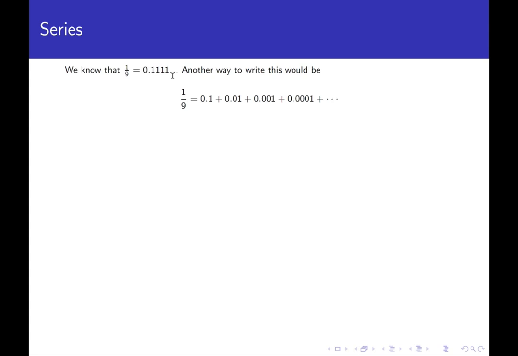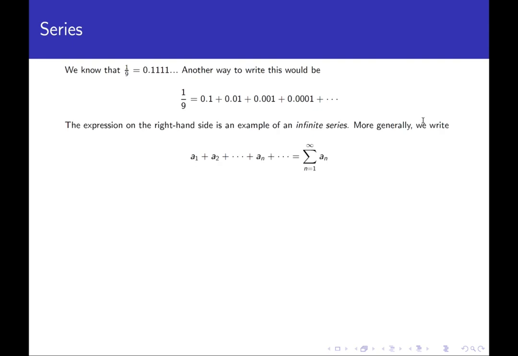Another way we could write this, instead of just writing the 11111 forever, is to write 1/9 as 0.1, that'll get you your first decimal place, plus 0.01, that'll get you your second decimal place, and then plus 0.001, that'll get you the third, and so on down the line. So we can think of this 0.1111 and so on as being this infinitely long sum. The thing on the right-hand side is an example of what we refer to as an infinite series.